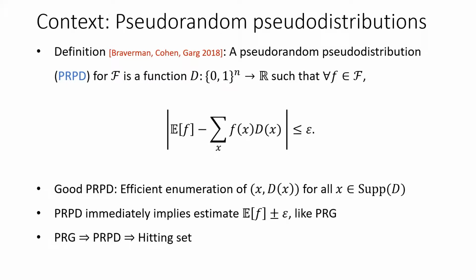Thus, we have a hierarchy. Pseudorandom generators imply pseudorandom pseudodistributions, which imply hitting sets. For this reason, pseudorandom generators are the gold standard. Pseudorandom pseudodistributions are intermediate, and then a hitting set is the least desirable of the three.